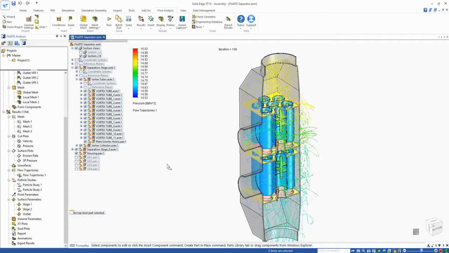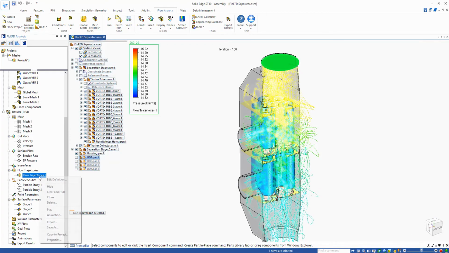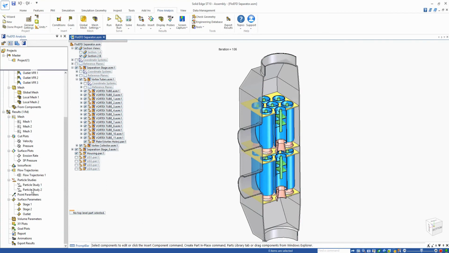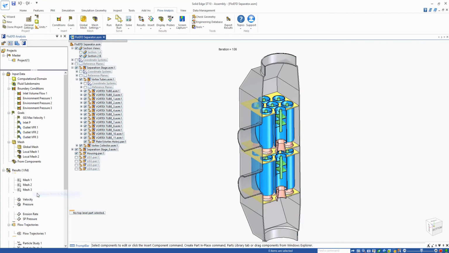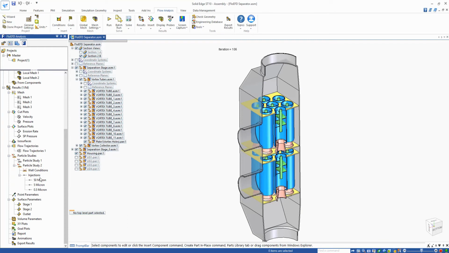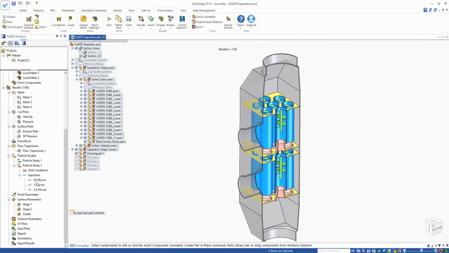Okay, but because we want to understand what the separation efficiency actually looks like, to do that we can use something called a particle study. So let's activate this particular particle study. Now I've got 3 injections: a 50 micron, a 5 micron, and a 0.5 micron injection into this model.